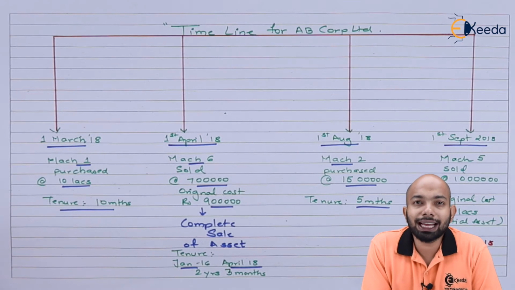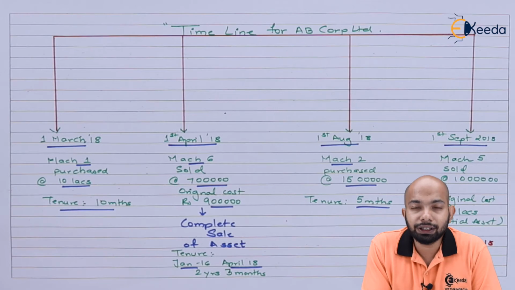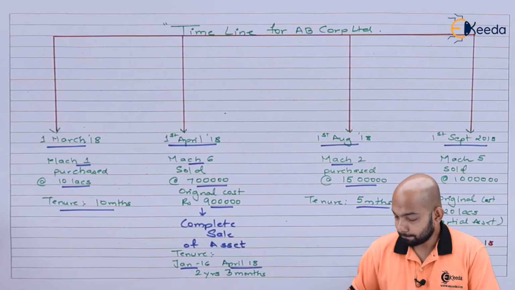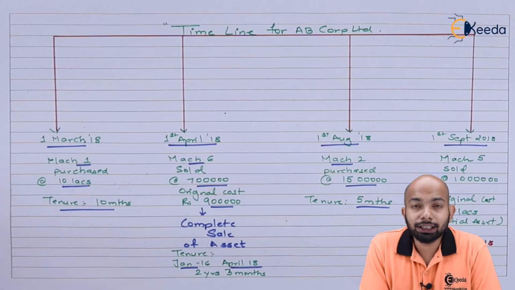The total cost of that asset was around 30 lakh, and this was procured in April 2015 and was sold out in the month of September. That means August will be the last date that we'll have to calculate. So it will be 3 years and 5 months here that will be used for calculating the depreciation tenure. So this is the timeline that we had to prepare. Let's go ahead and prepare the working note for the same.